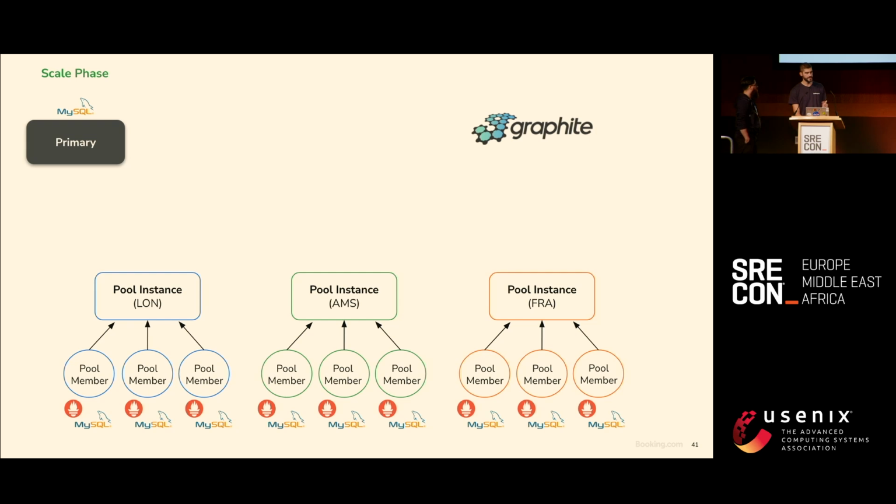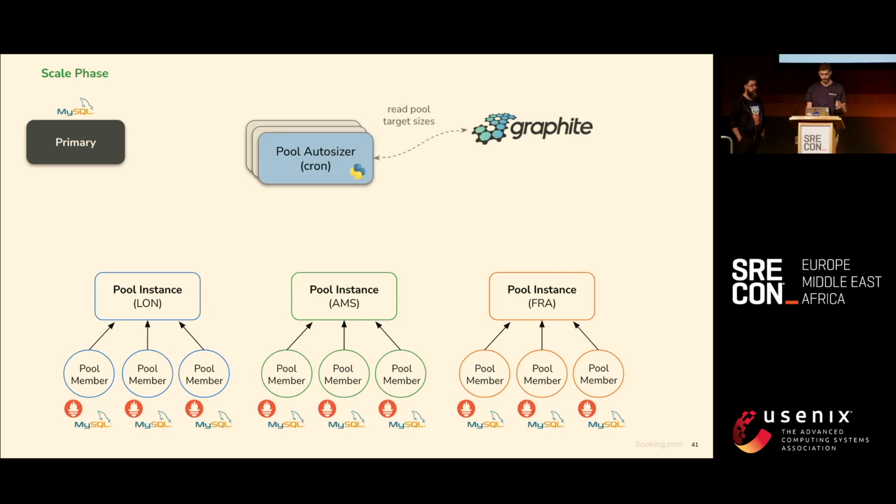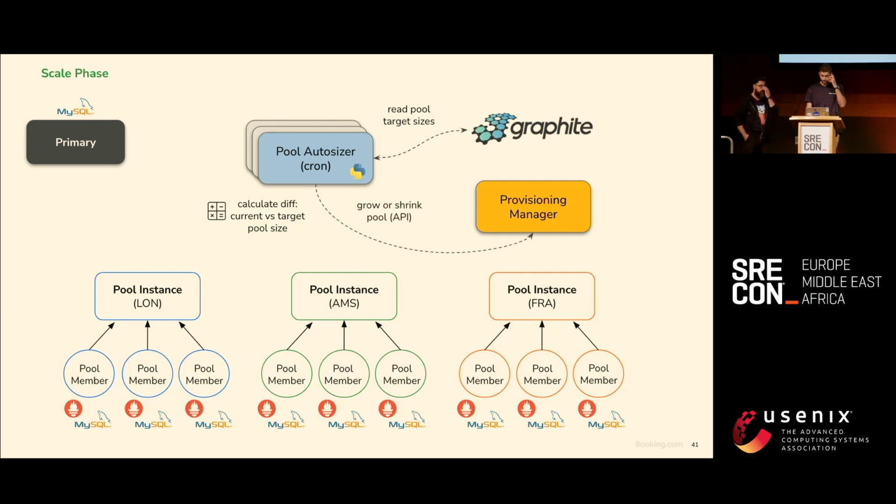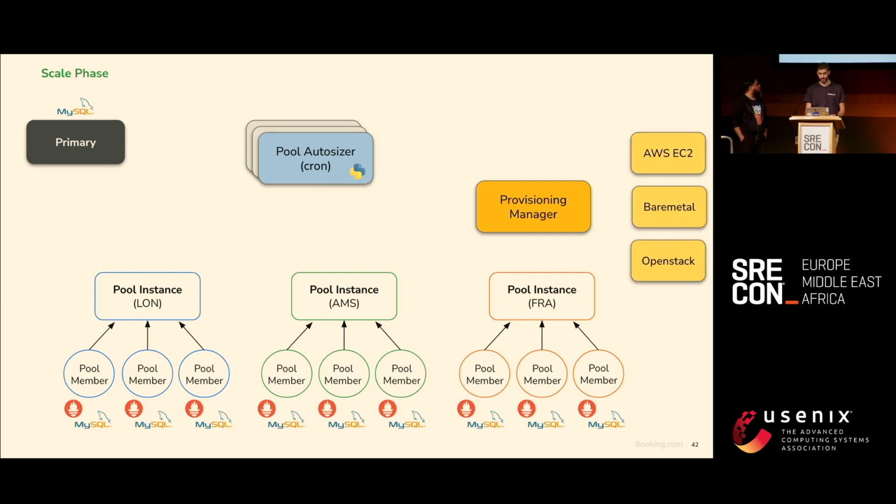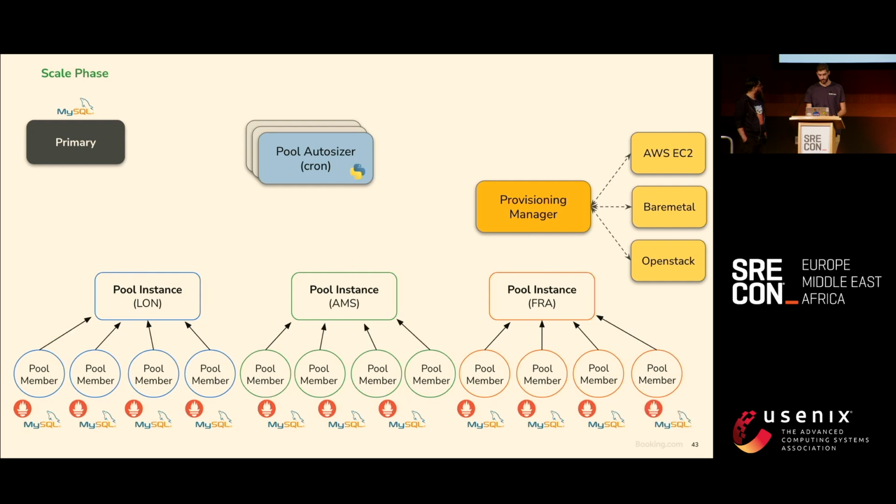At the last step, we enter the scale phase, so another cron job is scheduled. It reads target sizes from the previous step, does some extra calculation, which is about calculating the diff. This is the current capacity vs the desired one. And depending on the result, it grows or shrinks pools by calling our provisioning manager. This abstracts all APIs that are, for example, AWS EC2, bare metal, and OpenStack. And finally, we do the actual scaling of the pools. So you can see that in this example, the number of pool members was increased from 3 to 4 in all 3 regions.